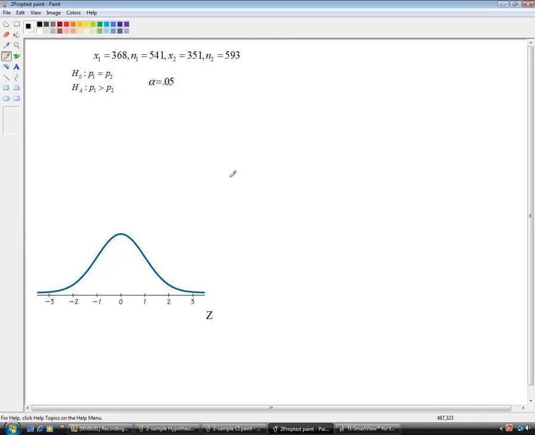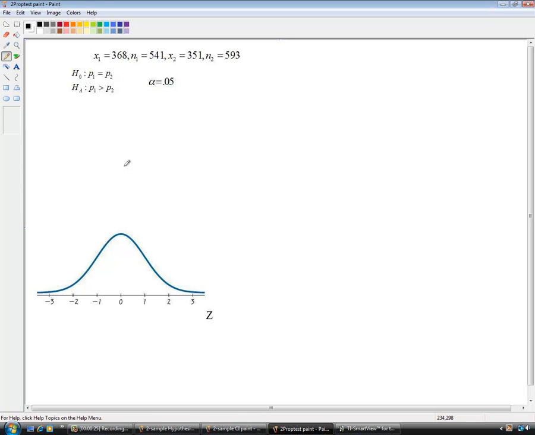Here's an example I have. We have two different proportions. Our claim is that we're going to have proportion 1 be strictly greater than proportion 2. And if we find significant evidence of that, we'll be able to conclude that it does. If we do not find said evidence, then we'll be stuck with our null hypothesis where P1 equals P2.